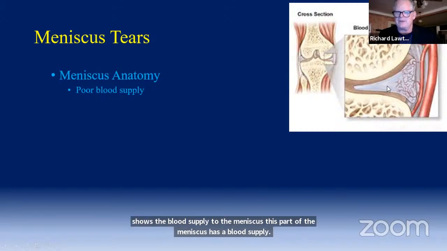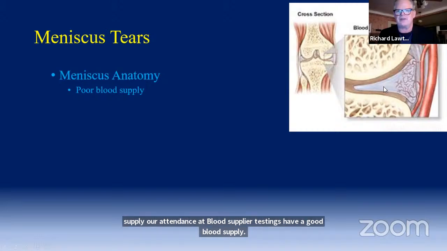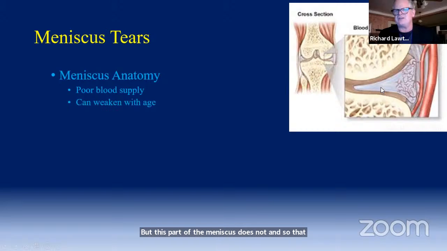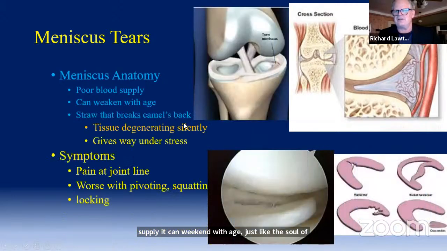This part does not. The reason that's significant is it's very unusual for us to have inside of us a tissue that doesn't have blood supply. Our bone has good blood supply, our tendons have blood supply, our intestines have a good blood supply, but this part of the meniscus does not. And so that becomes relevant in that if it doesn't have a blood supply, it can weaken with age, just like the sole of your shoe or the tire on your car. Eventually it can fail, and it can be degenerating or weakening silently. And then you take your 1 millionth step or pivot, and it gives way under that stress.